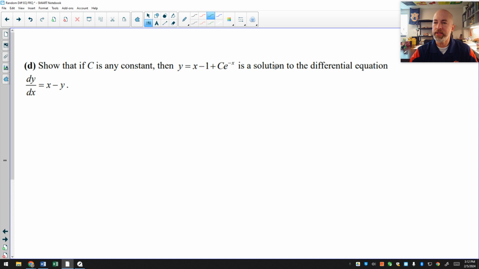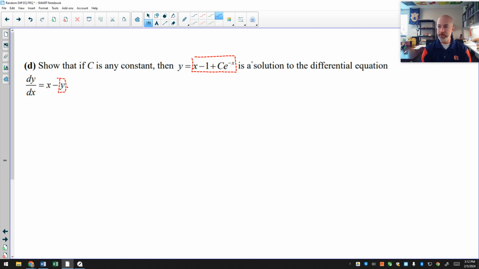And you are given a proposed solution, y equals x minus 1 plus c times e to the negative x. And we are asked to show that this is a solution to this differential equation. And we cannot separate and solve the solution ourselves. Even if we could, since they gave you a solution, the easiest way to do this is to take this equation. Since we know y is equal to that, we will substitute that equation in for y.